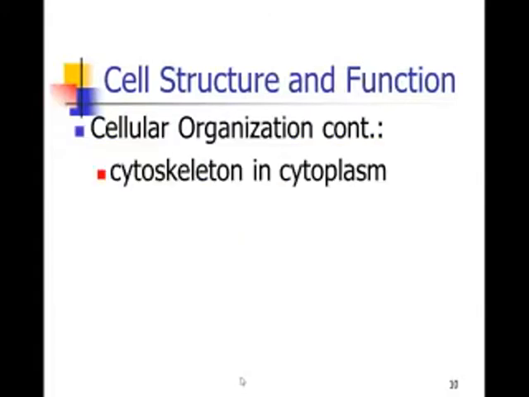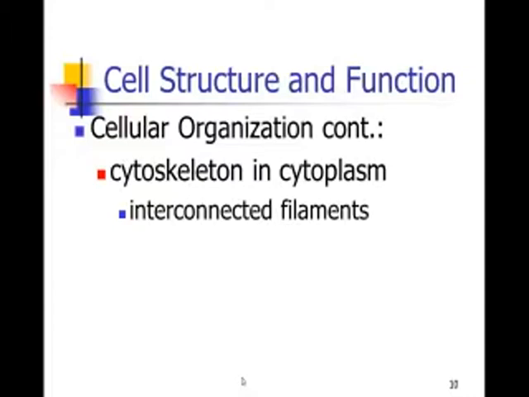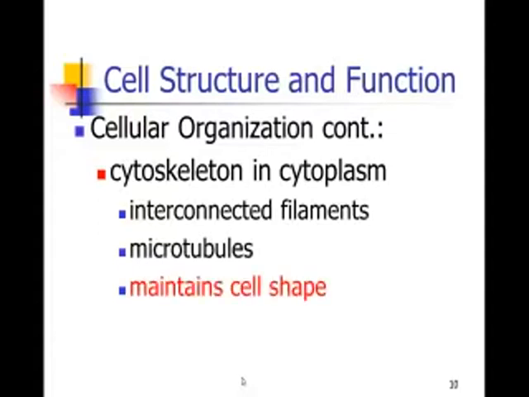Okay, then we have a cytoskeleton within the cytoplasm. The cytoskeleton is considered an organelle. It's not defined by a membrane, and these are filaments that are connected with each other. It includes microtubules, and we're going to talk about those. And the cytoskeleton basically helps maintain the cell shape.